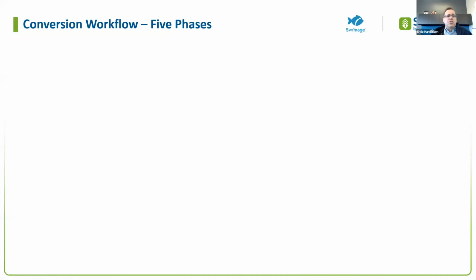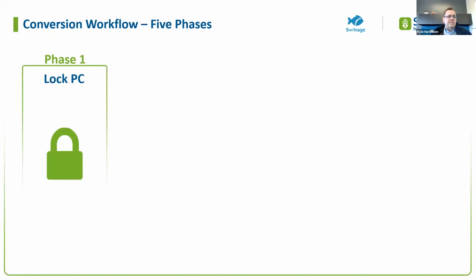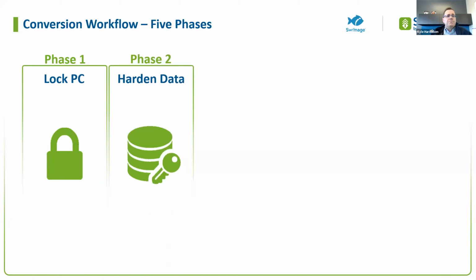Okay, so I'll go through real quickly the 5 phases it went through. First is it locks the system. This is that lock you saw. Technicians can unlock it. If you have that passphrase, you can unlock it if necessary, but it's really there for security so it can't be interrupted. The second phase is where it hardens the data. This is that second layer of encryption that comes down.